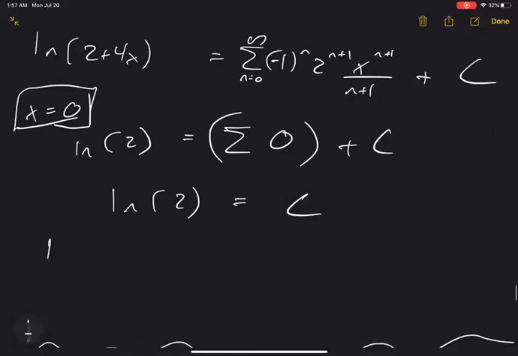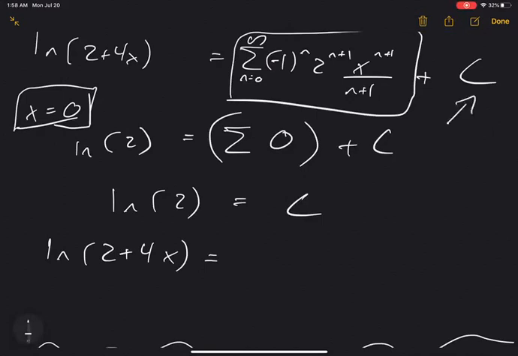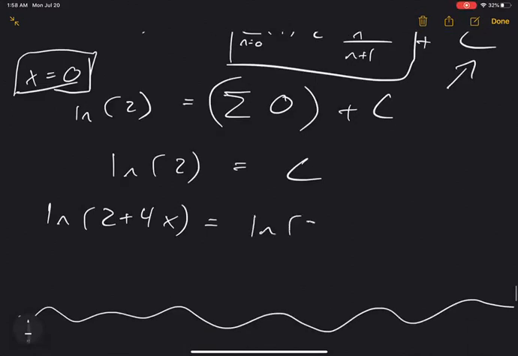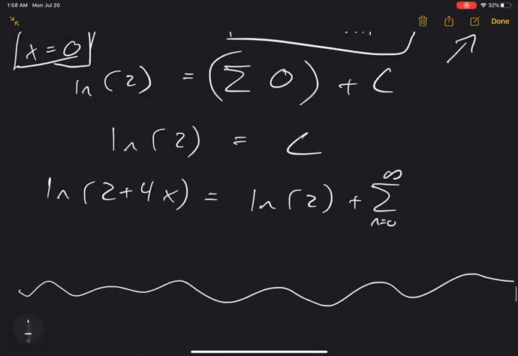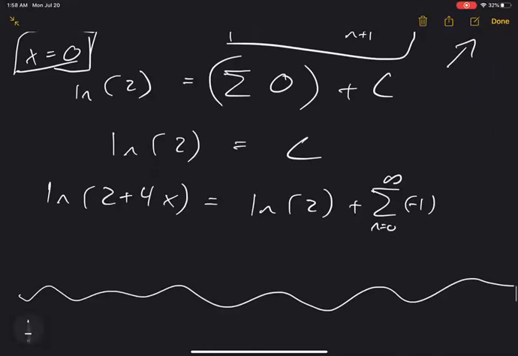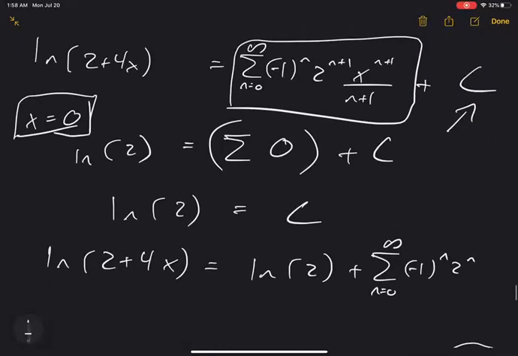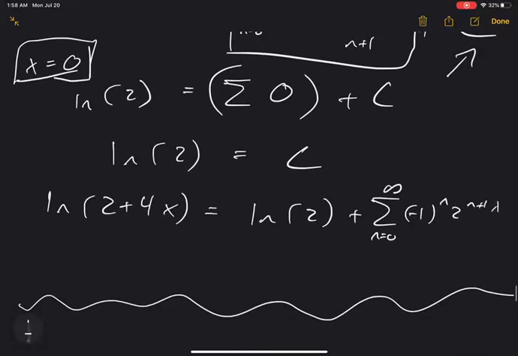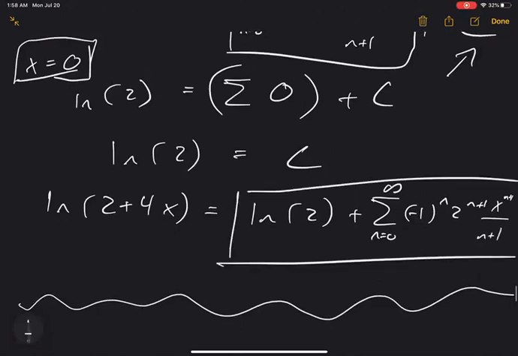So what does that mean? My power series for ln of 2 plus 4x is then this thing plus ln of 2. So I'll just write it as ln of 2 plus the series. And this would be my power series representation. And again, we would not need to find the interval of convergence or radius of convergence.